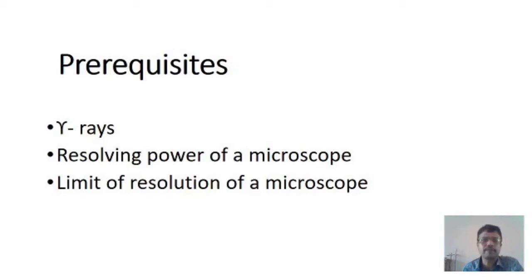Limit of resolution of a microscope means the minimum distance of separation between two closely lying point objects which are just seen separately. The limit of resolution, symbol dx, is equal to lambda by 2n sin theta. It is the reciprocal of the resolving power of the microscope.